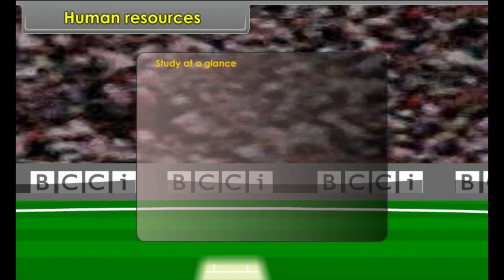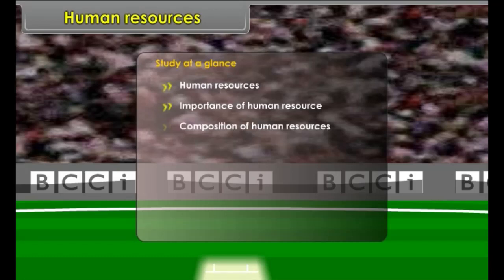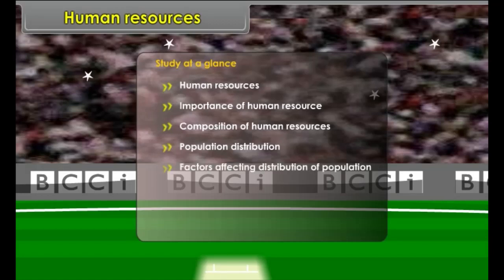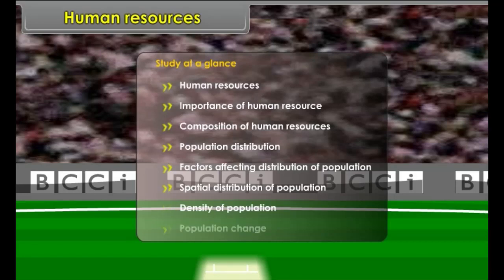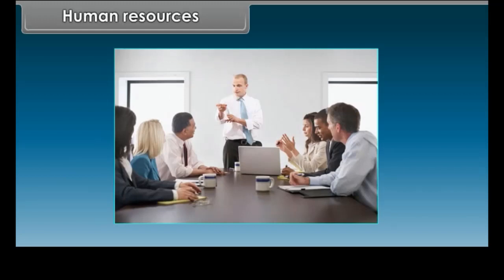Study at a glance. Human resource. Importance of human resource. Composition of human resources. Population distribution. Factors affecting distribution of population. Spatial distribution of population. Density of population. And population change.